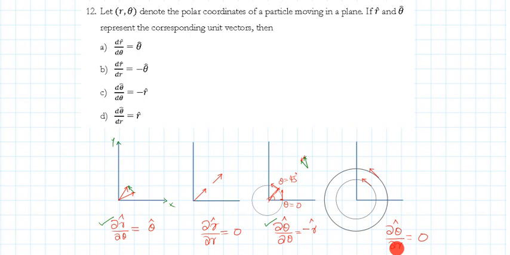What about dou theta cap by dou r? Is there any change for theta cap if you change r value? You take circles of two different radii, two r values, and draw the theta cap directions. Both are tangent and both are in the same direction. So there is no change for theta cap with respect to r. Dou r cap by dou theta is theta cap, that is a correct option. Dou r cap by dou r is 0, that is a wrong option here. Dou theta cap by dou theta is minus r cap, that is a correct option. Dou theta cap by dou r is 0, this is a wrong option. Options A and C are correct.